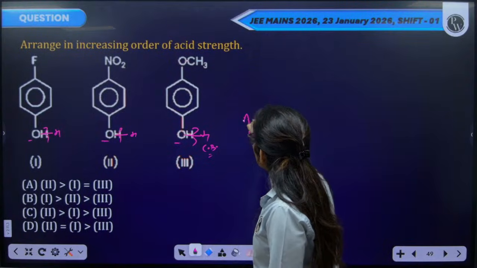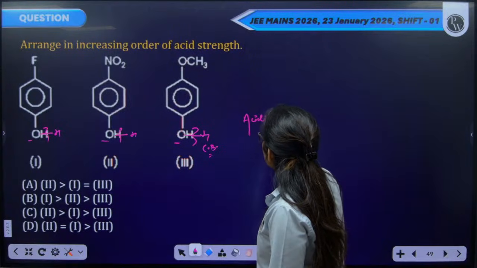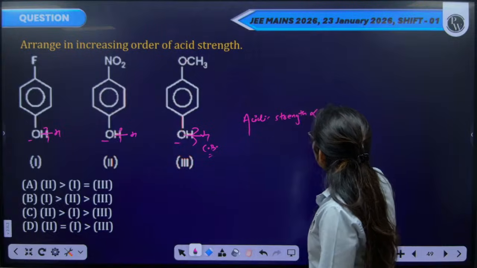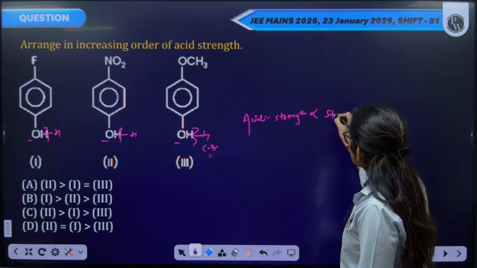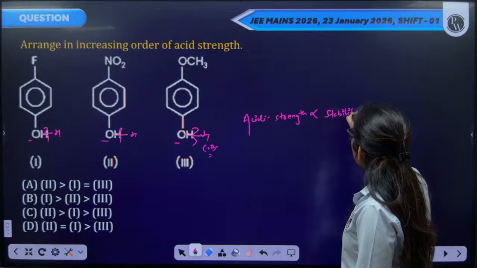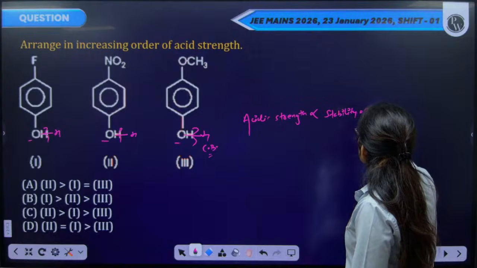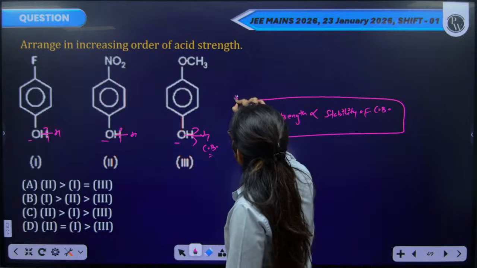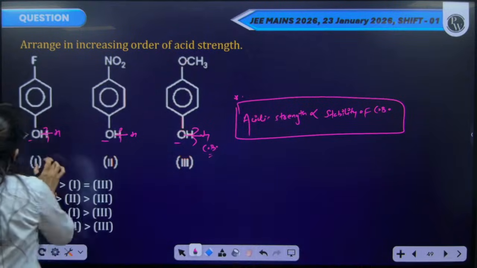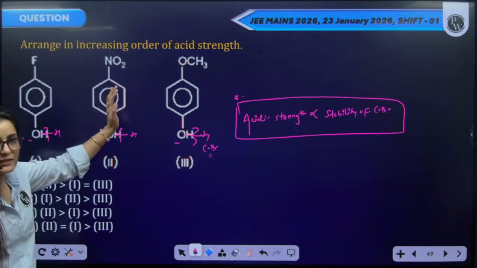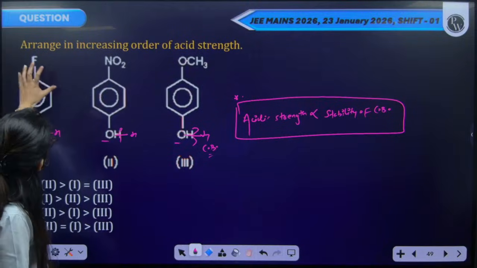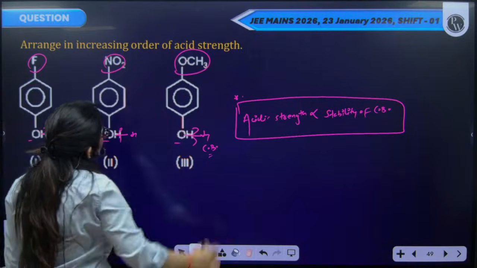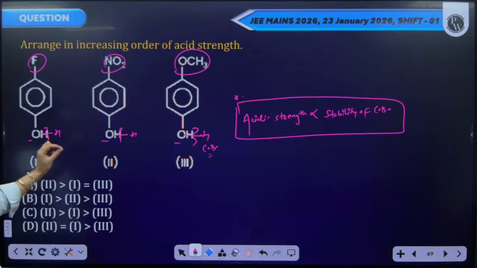So it was found, what was found, acidic strength is always directly proportional to the stability of the conjugate base. Means the more the stability of the conjugate base, the more will be the acidic strength. Okay, now see, O negative has been connected to the benzene ring in every case. Now the acidic strength will depend upon the second group that has been substituted at the para position of this conjugate base, or you can say O negative.